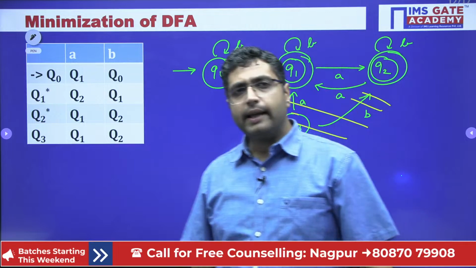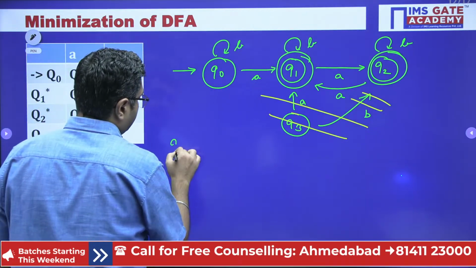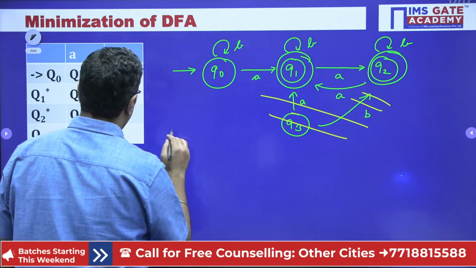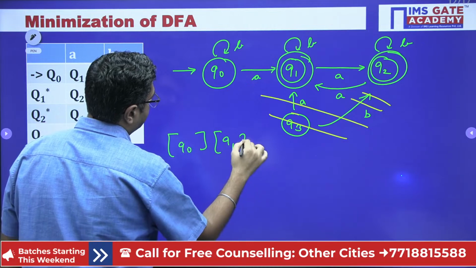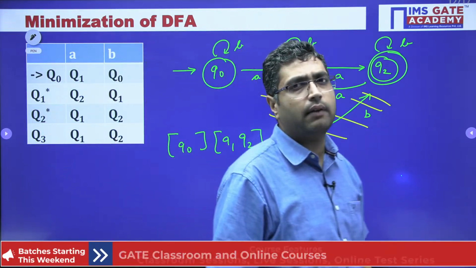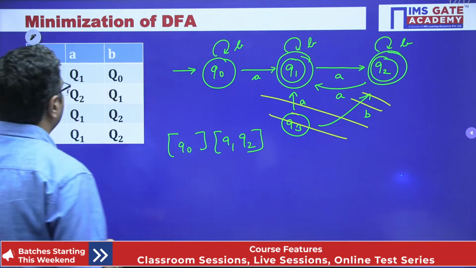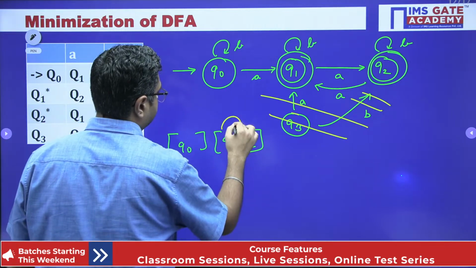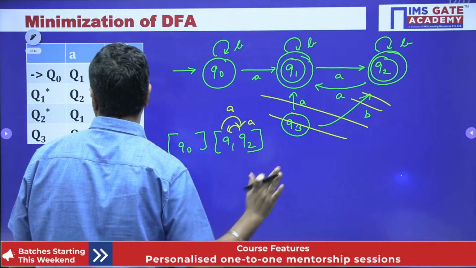Now when I solve it for Q0, Q1, Q2, how will I solve it? I have two sets now, one is Q0 and the other is Q1, Q2. Why are Q1, Q2 in a separate set? Because they both are final. Let's see their behavior. Can we separate them or not? Q1 on A goes to Q2. Q2 on A also goes to Q1. So they are in the same set. On A, they have the same set behavior.